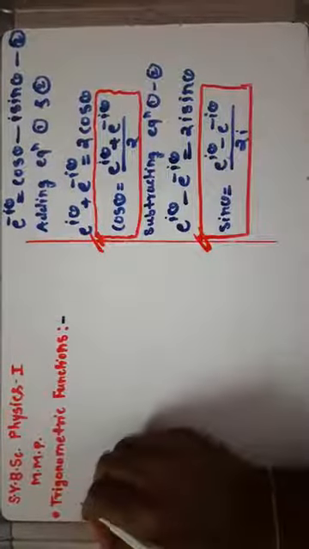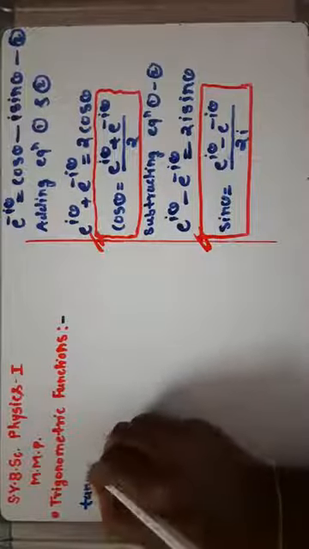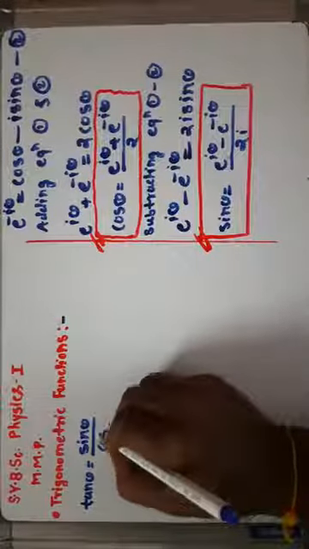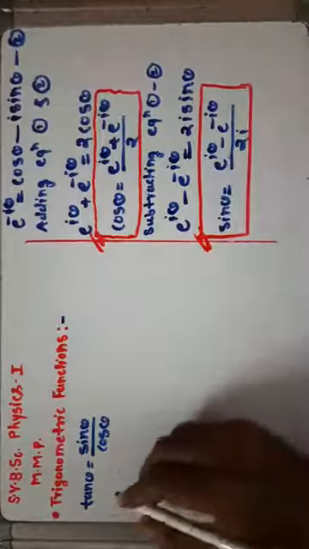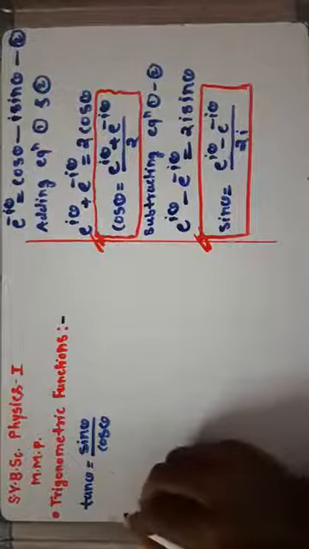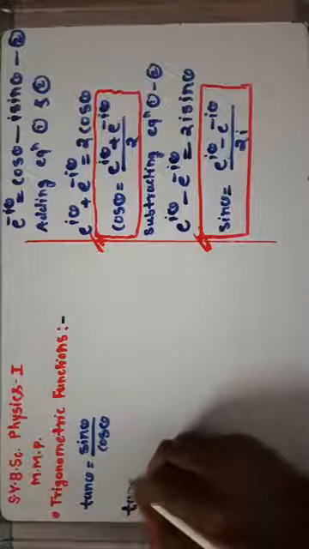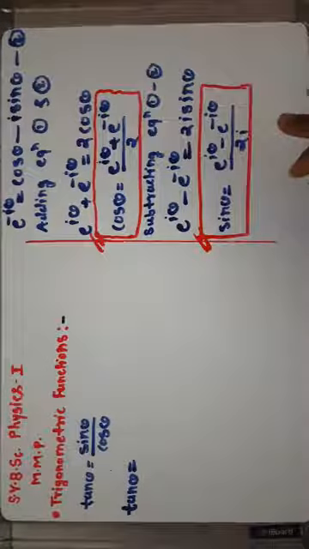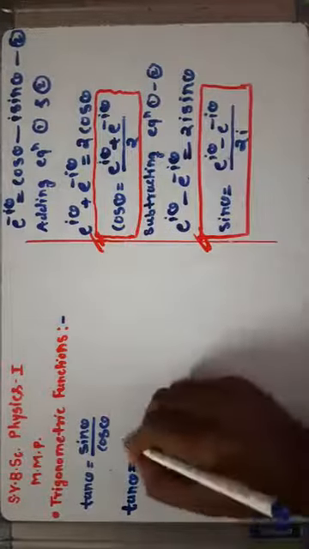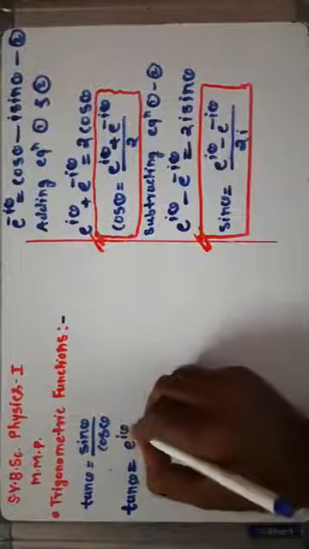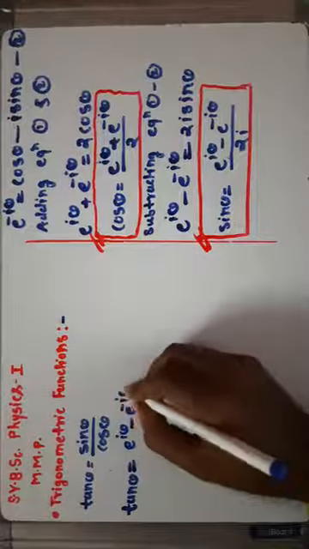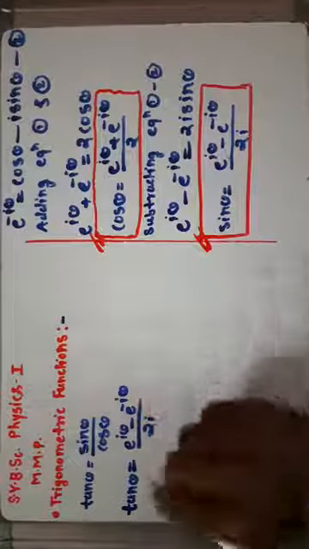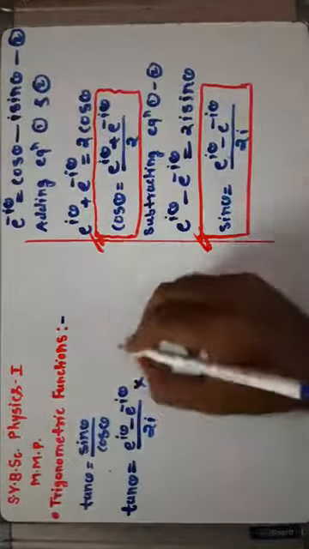We know tan theta is equal to sin theta divided by cos theta. Then here, tan theta is equal to, what is the value of sin theta? This e raised to i theta minus e raised to minus i theta divided by 2i, divided by, that means this 2.